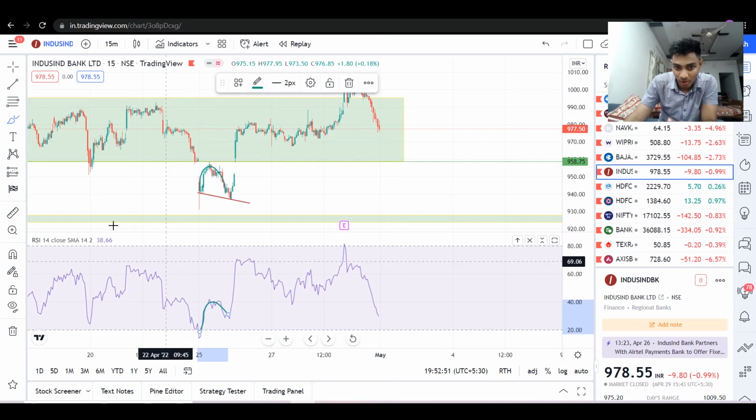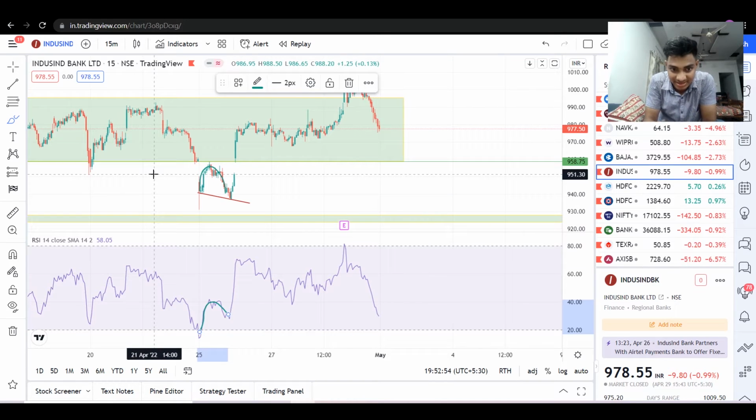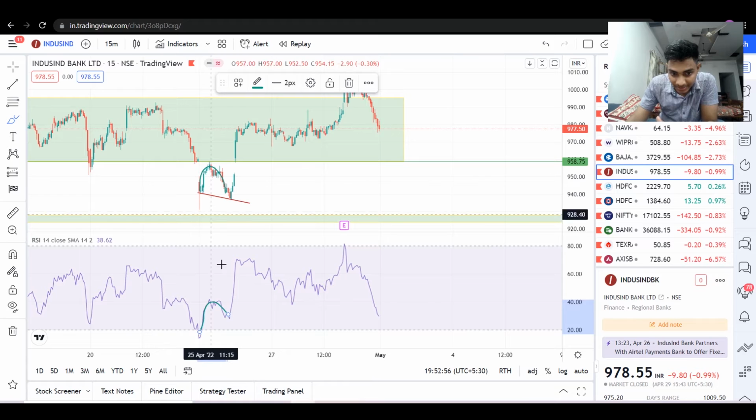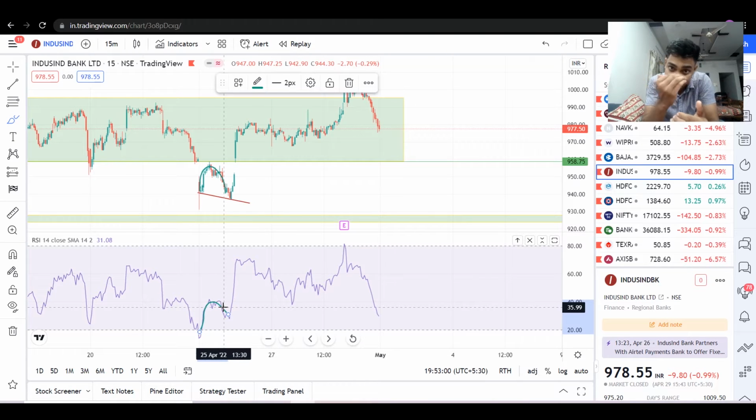So this phenomenon is basically called a divergence. When the price is falling, the RSI value is increasing, which means the momentum in the stock is increasing. So this phenomenon, as I told, is called the divergence.